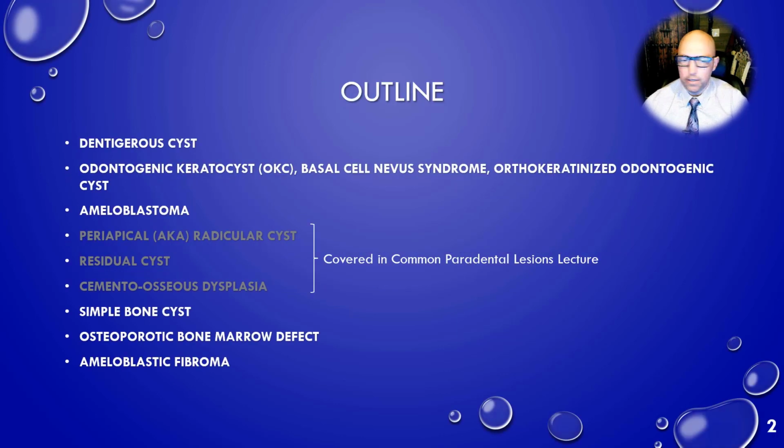So here's our outline. We've got 9 different lesions. The good news is we already covered 4 of them in the previous lecture, the common periodontal lesions lecture. So we're only going over 6 lesions in this lecture.